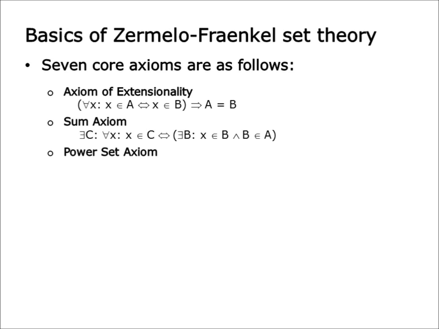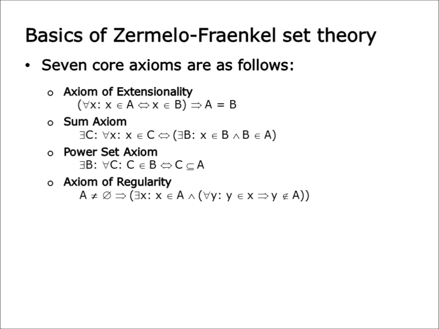The power set axiom states that given any set A, one can form the set B of all subsets of A. The axiom of regularity states that no infinite descending chain of nested sets is possible. The axiom of infinity states that there is at least one infinite set. This axiom allows us to form our concept of the number system.